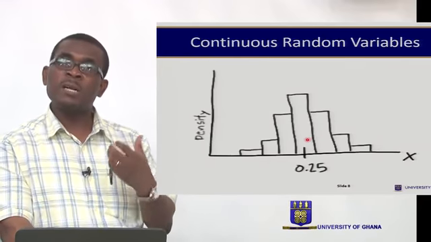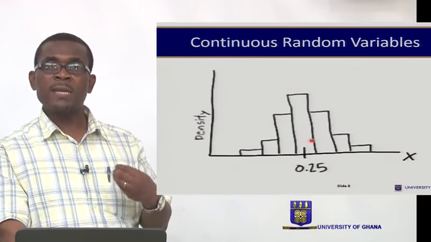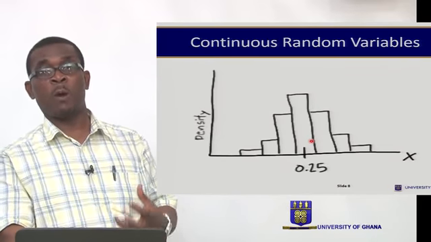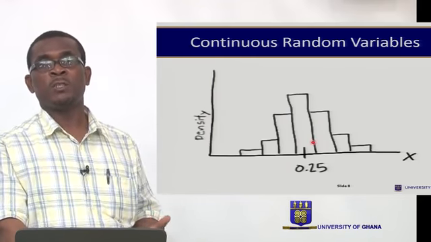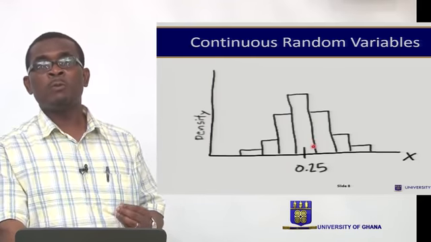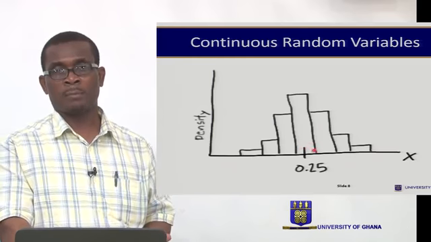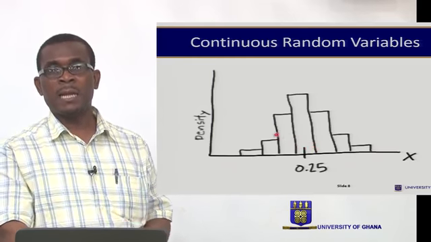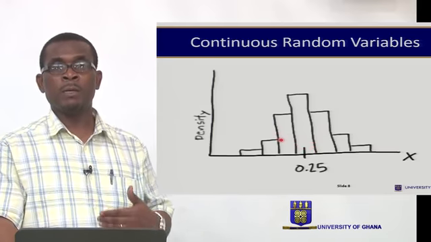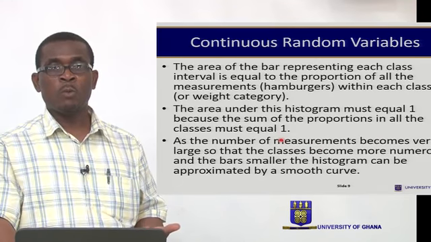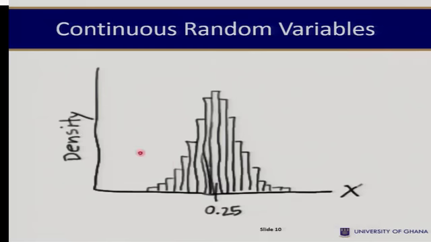What if we decide to increase the sample size? When we raise the number of hamburgers we are weighing from, let's say, a sample of 50 to 1,000, it means that we are able to increase the number of classes and make the classes narrower. And when we do that, the number of bars we will get will be more numerous than before. It will allow us to get more class intervals because we've increased the number of observations. Now, when we draw the histogram, it gives you a shape like this.